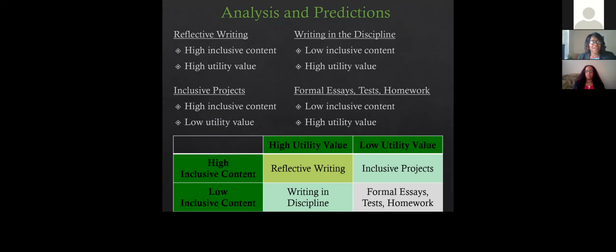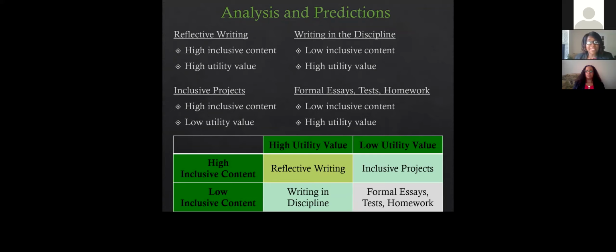So based on our matrix, these are our predictions based on the analysis of the assignment types. We're going to talk about these assignment types today. So let's look at reflective writing assignments. Now, these are considered to have low risk in producing equity gaps.